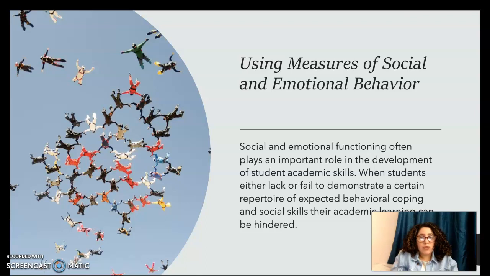Using measures of social and emotional behavior. Social and emotional functioning often plays an important role in the development of student academic skills. When students either lack or fail to demonstrate a certain repertoire of expected behavioral, coping, and social skills, their academic learning can be hindered.